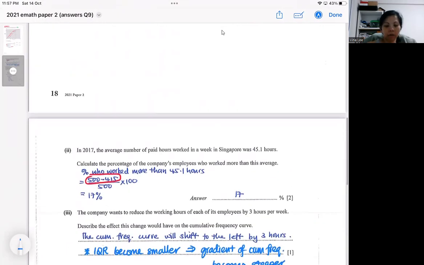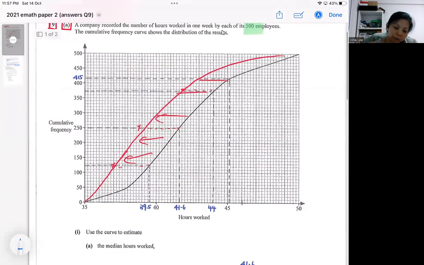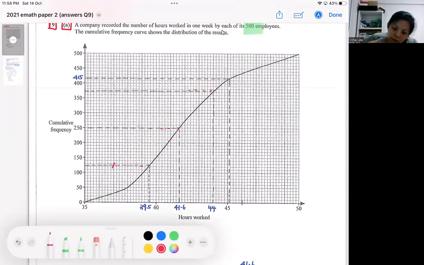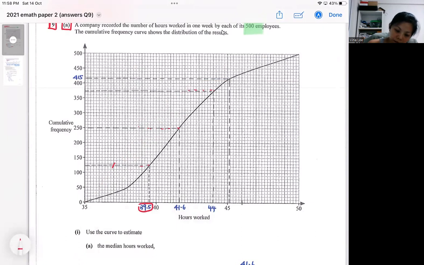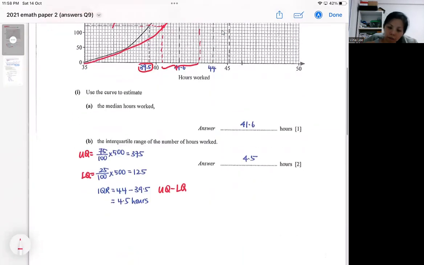So what do I mean by this? For example, here, I'm going to make the interquartile range smaller. When I make it smaller, that means instead of this, I'm going to push it in, and instead of this, I'm going to push it out. So my interquartile range will become like this. You will see my interquartile range becomes smaller. When it becomes smaller, the whole thing becomes steeper.